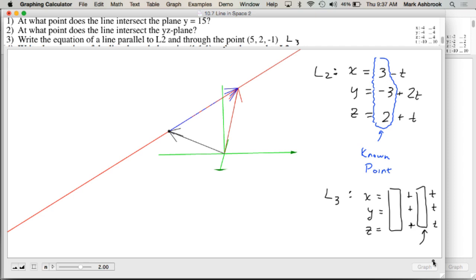So whenever you're asked to create a line, you're trying to figure out, okay, I've got to get a point on that line, and I got to get a vector parallel to it, and that could be its direction. Are we good on 1 through 3? Okay, harder.